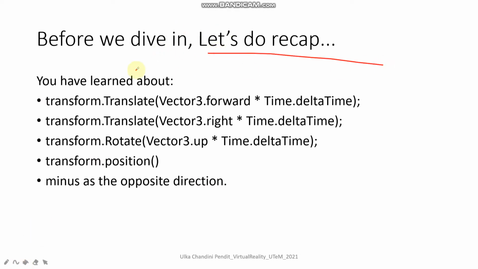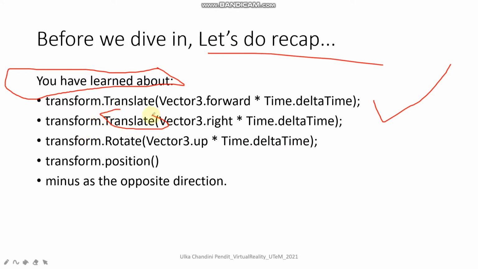Okay, so in the previous lab you learned how to use transform.Translate, and then transform.position. This one is for forward and this is for right. Translate is like you ask the object to move forward, or to move to the right or to the left. And Vector3 is xyz.